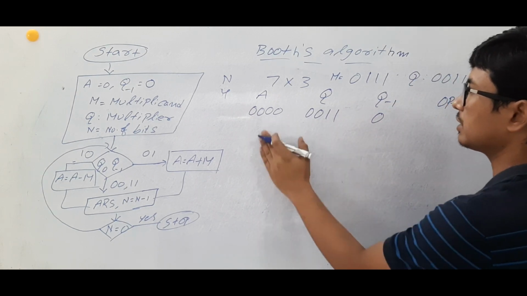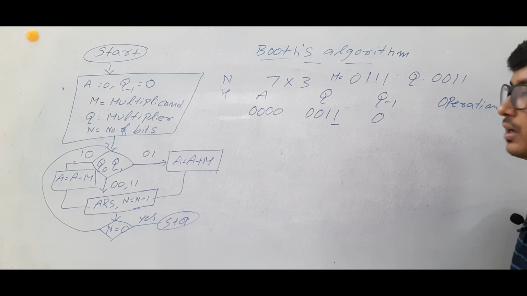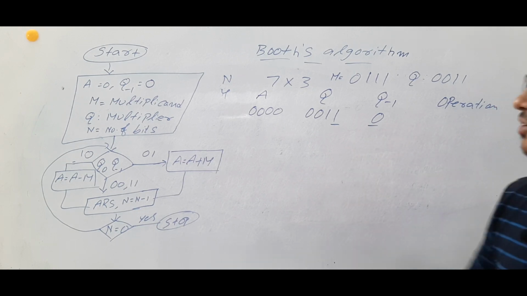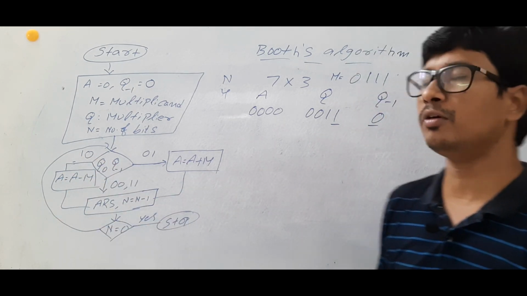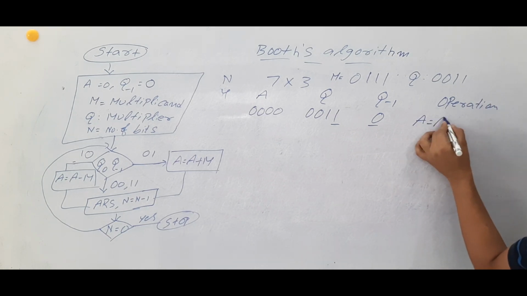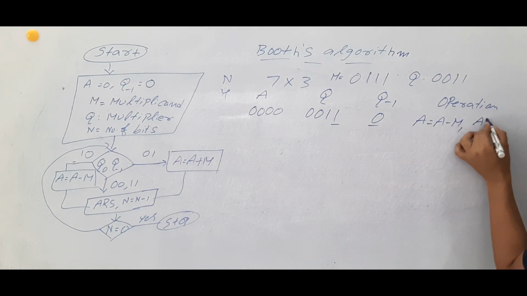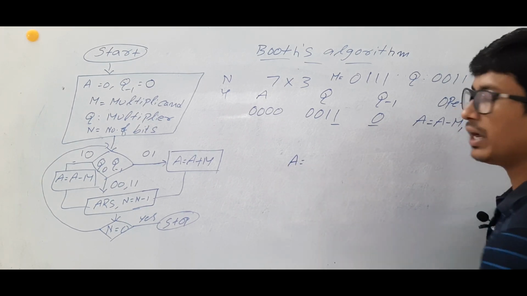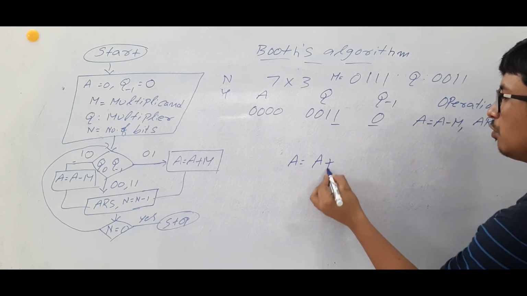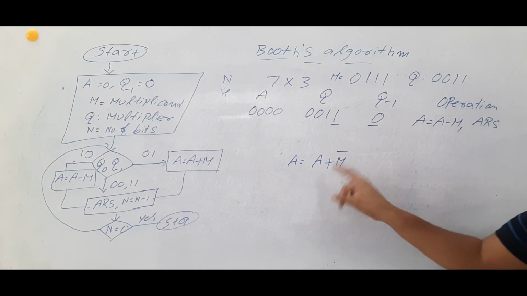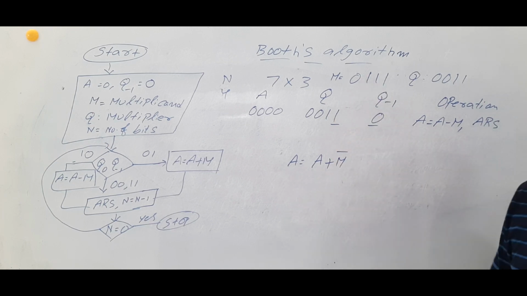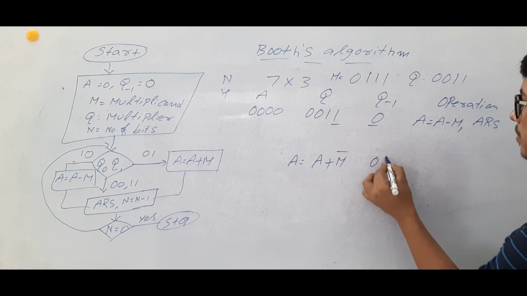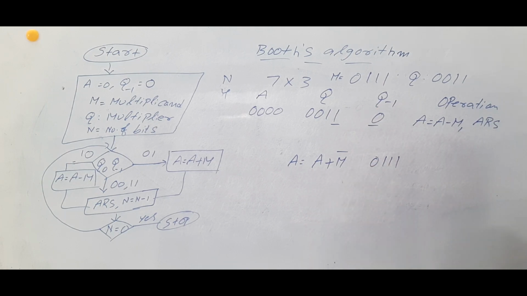Now you check this one. Your q0 is 1 and q minus 1 is 0. If it is 1, 0, what do you need to perform? A is equal to A minus M, then an arithmetic right shift. These are the two operations you need to perform. Remember one thing, whenever we want to perform subtraction, we represent M's complement and perform the addition. Here we will use the 2's complement only. So I need to find the 2's complement of M. The M value is 0111.